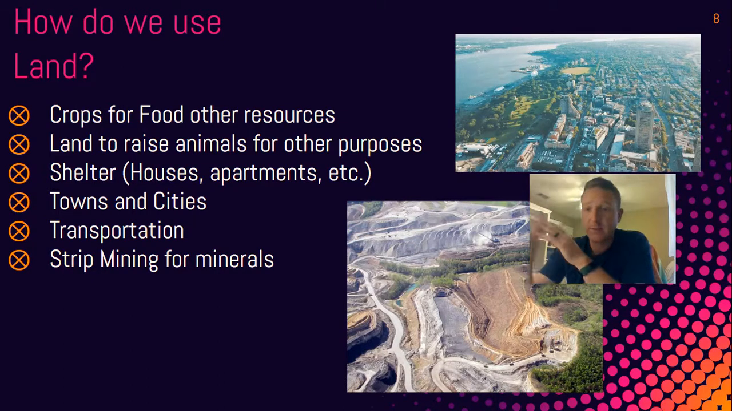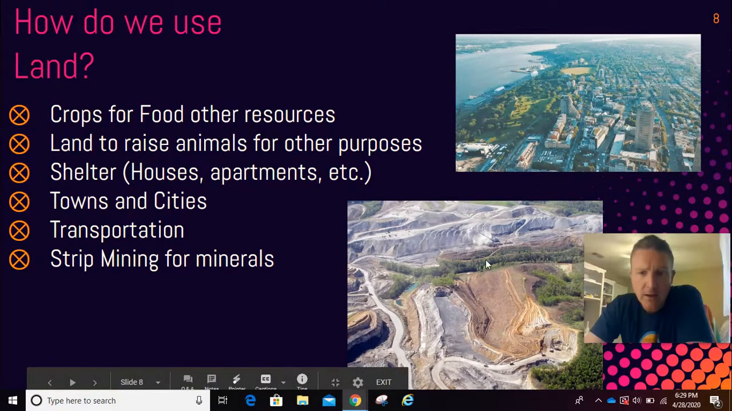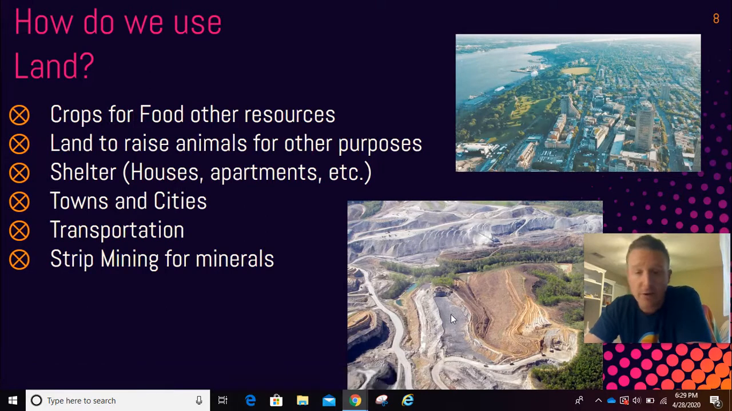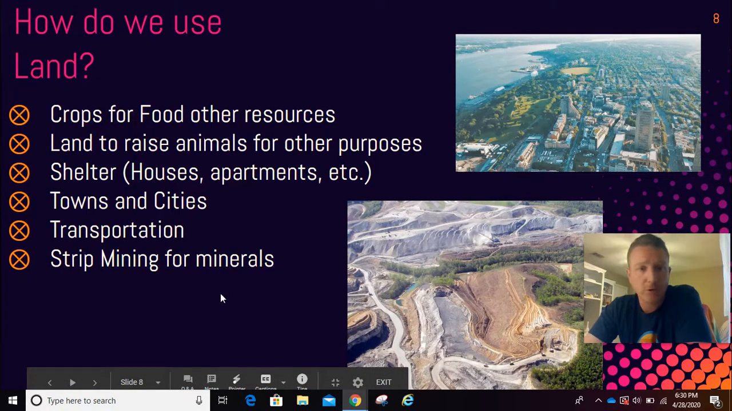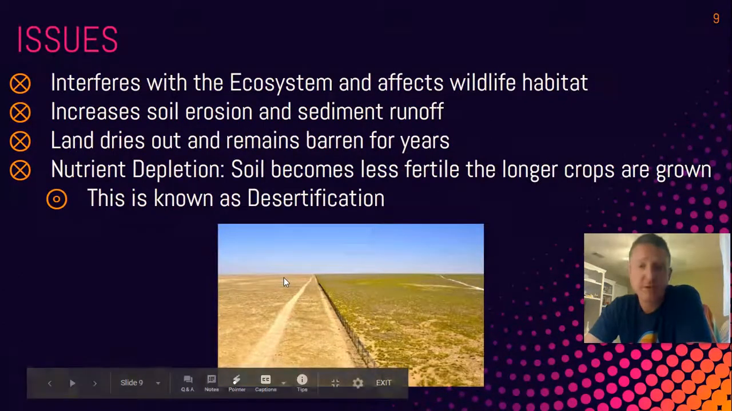Land to raise animals for other purposes, meat, whatever it might be. Shelter, we've got to have houses and apartments, towns and cities, development, things like that. Transportation, strip mining for minerals. This picture down here to the left of me is a piece of land where they've gone through and mined the minerals, and then there's usually nothing else to do with that land, and that land is just wasted. And then there's what we were talking about earlier, silt runoff, which can damage the water. So those are issues because of land use.